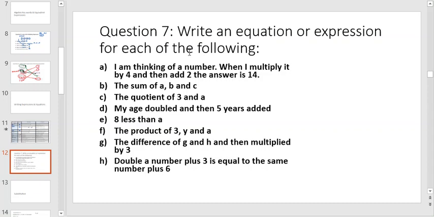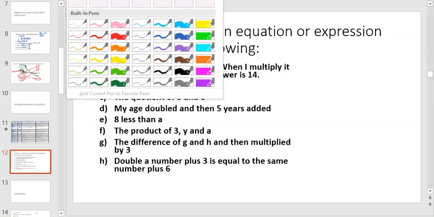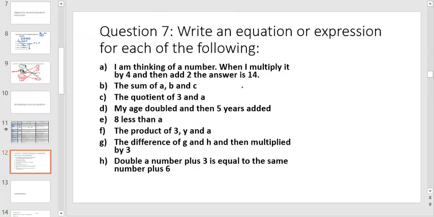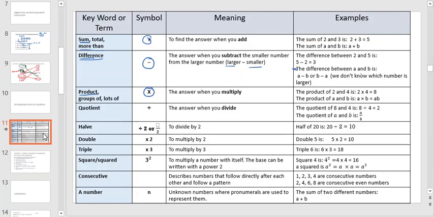So question 7 says, write an equation or expression for each of the following. You'll see some of those keywords in this, which is extremely important. And A, let's start with A. So please write these down. Write all of these down and have a go first. So I am thinking of a number. And if you go back to that table, whenever you see a number, you can write N or X, you choose your variables.